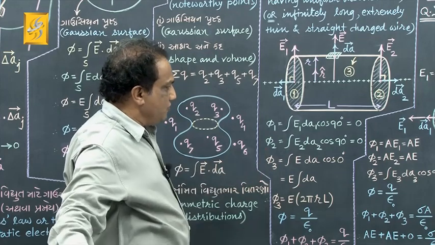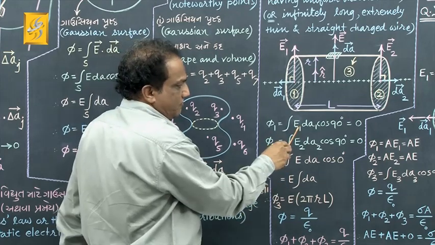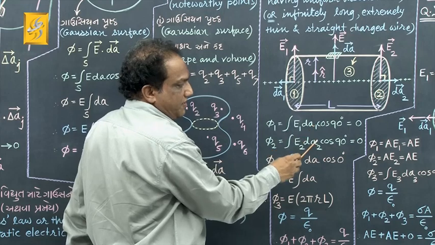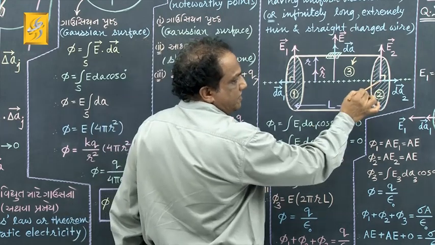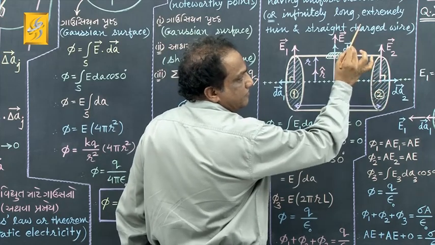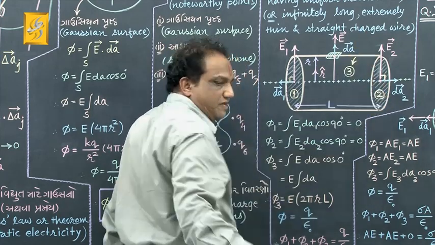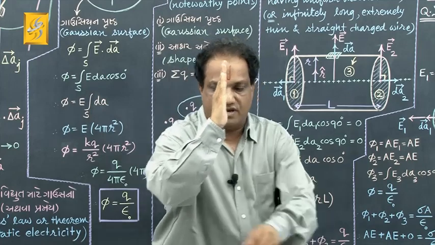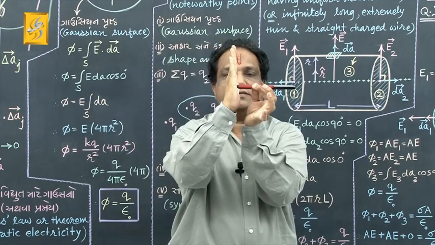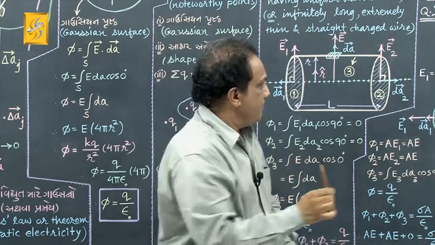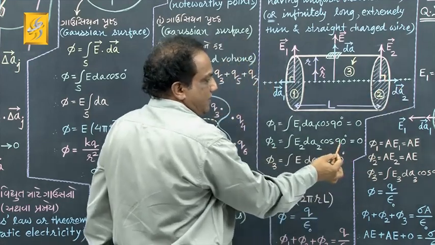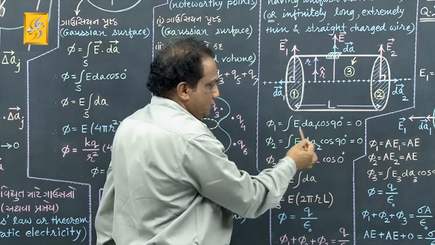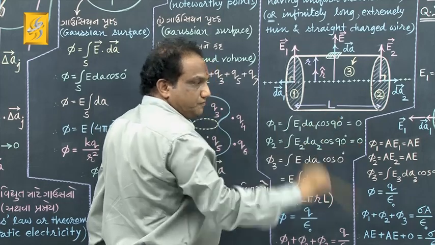Similarly, phi 2 equals integration, instead of E1 I am writing E2, instead of dA1 I am writing dA2 cos theta. Theta is now the angle between this area vector and this electric field. For this surface, if it is like this, what about the area vector? Perpendicular to that, like this, correct? Again, the angle between these two, you can see, is 90 degree. When the angle is 90 degree, cos 90 degree is 0. So this electric flux is also 0.